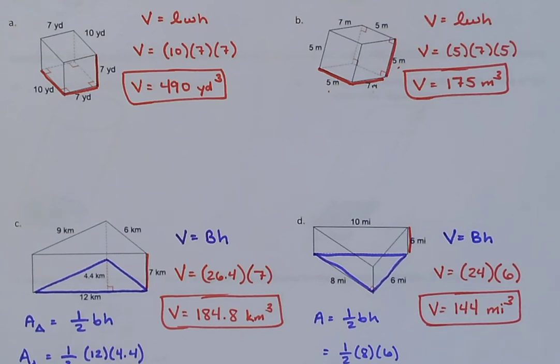Anything beyond a triangular prism or rectangular prism, they will tell you the area of the base, whether they'll say the area of the pentagon is 25, and then the height of the prism is 7. You would just multiply those together. So, with that said, that is it for example 1 on finding volume of prisms.